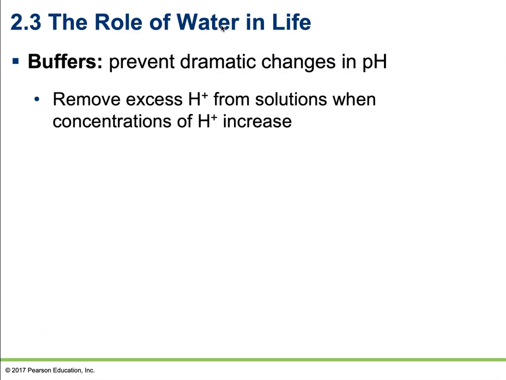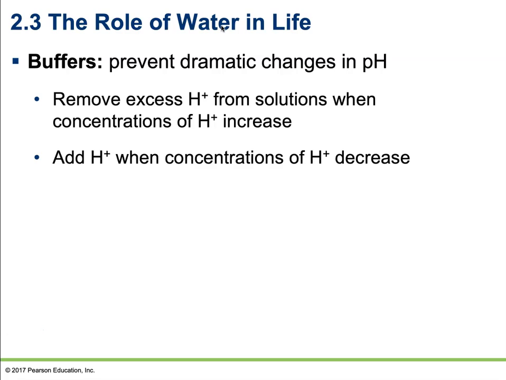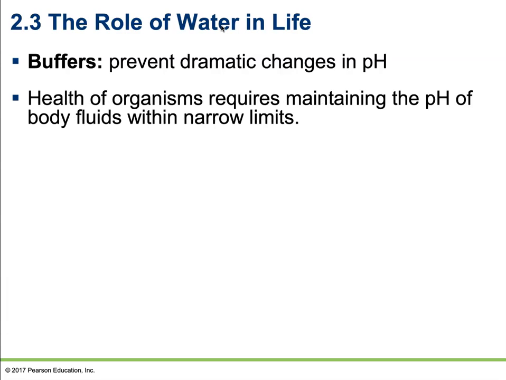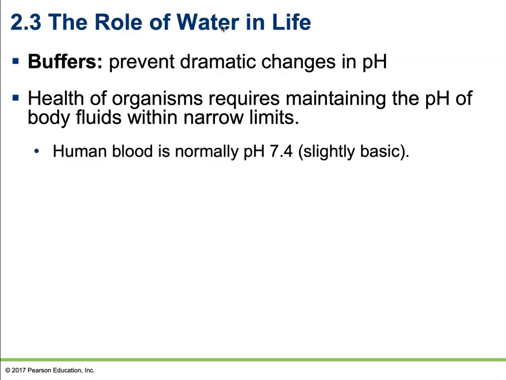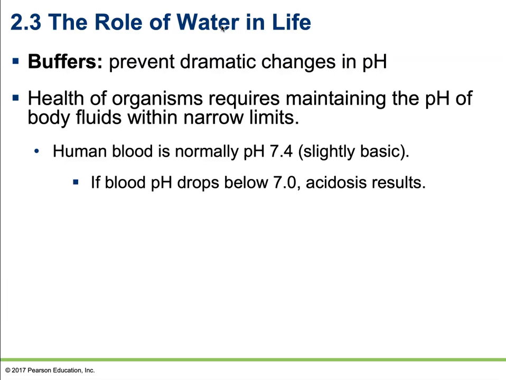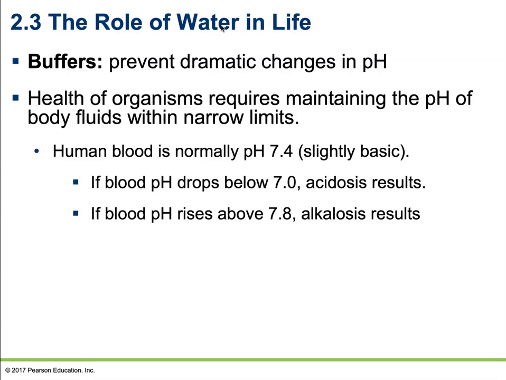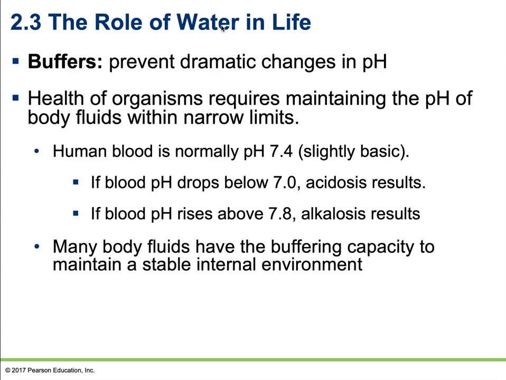In living organisms, the pH of body fluids usually needs to be maintained within a very, very narrow range in order for molecules to function correctly. And buffers just help maintain those limits by taking up extra hydrogen ions from solution or releasing hydrogen ions into the solution in order to maintain balance. The health of organisms requires maintaining that pH within very narrow ranges. Just an example of those narrow ranges, human blood has a pH of about 7.4, which is ever so slightly basic. If that drops below 7, we get acidosis. Anything above 7.8 results in alkalosis. Both of those can be very, very deadly to the body. And so we have a very narrow range that we need to maintain, and we do this by using a buffer.